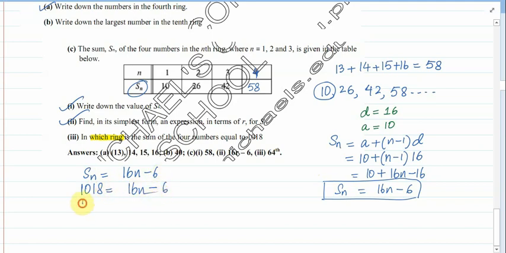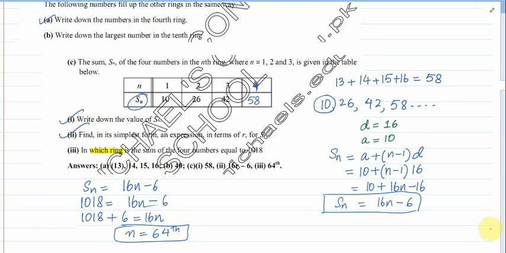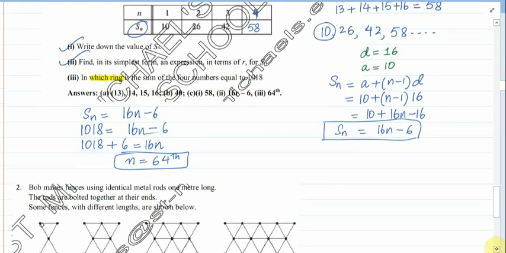That gives 1018 plus 6 equals 16n. So 1018 plus 6 is 1024, divided by 16 equals 64. That means in the 64th ring, the sum of all the numbers is equal to 1018, and that is your answer. Alright, so it's question number 2.